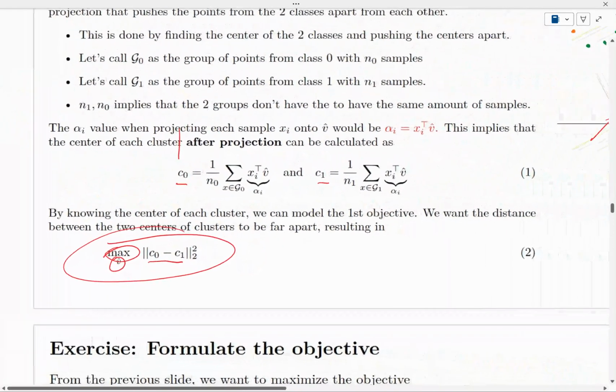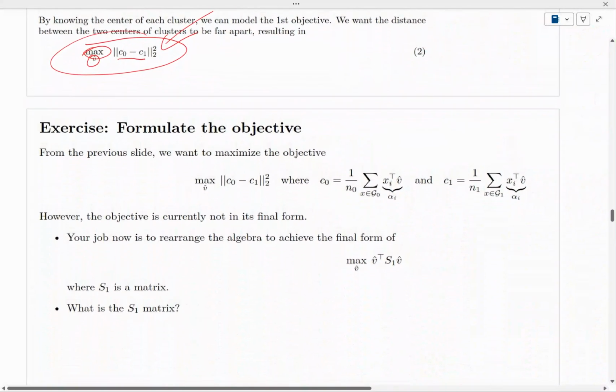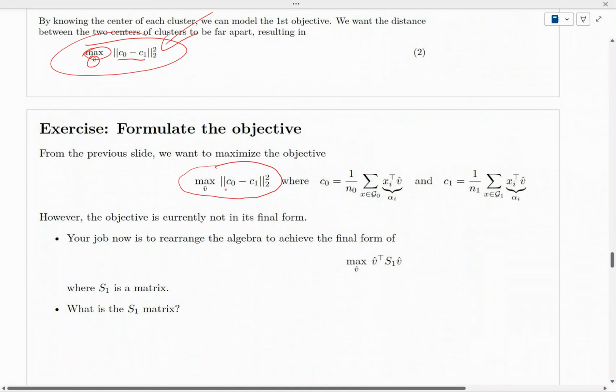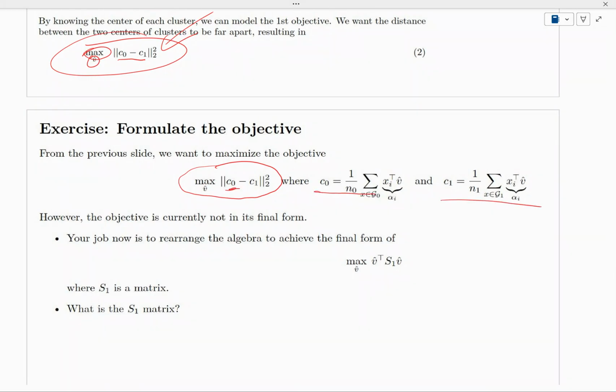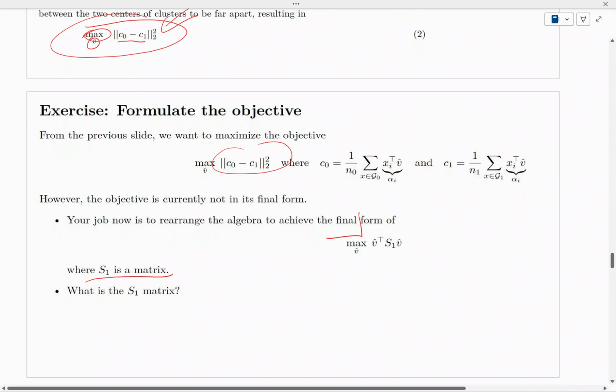Now, as your next exercise, our goal is to take this, where we know the definitions of C0 and C1, and write it into the final form. We want to multiply this out, and it will give us something that looks like this, where we result in an S1. Take a moment, see if you can go from here to here, by plugging these in and multiplying it out, and try to identify what the S1 matrix is. Pause the video. I'm going to go on.